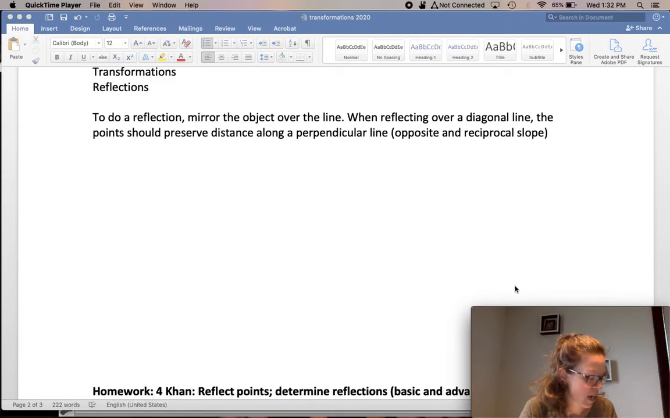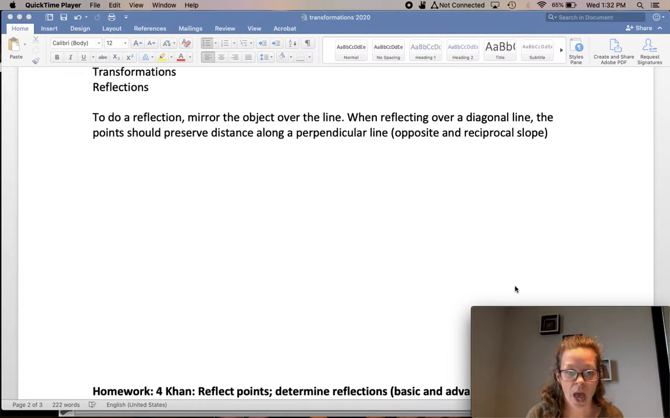We are going to talk about our next type of transformation, which is a reflection. So remember, a reflection is like a flip. I said we're going to need a line, and then we're going to take our object and flip it over that line. It's like a mirror. So when we do this, what we're going to need is our object, whether it's a point or a figure like a triangle, and we're going to mirror that object over the line.